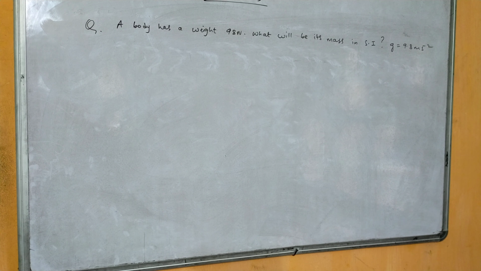If this decimal is removed, then 98 into 10 will be going up, 98 will be down, and the 98 and 98 will get cancelled, that is 10. That is, 10 kg is the answer.